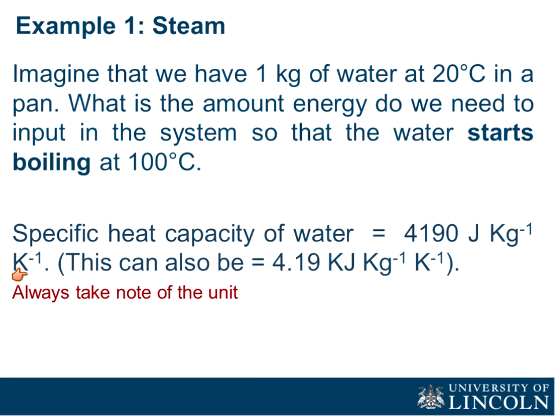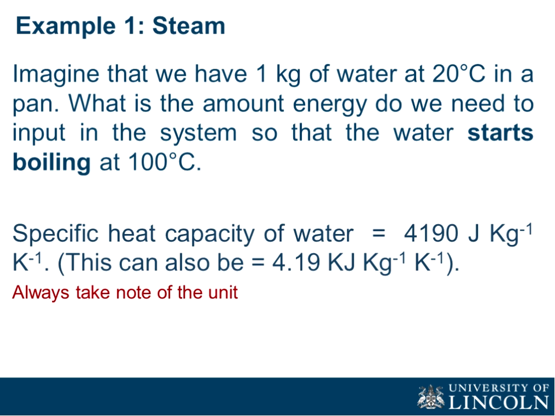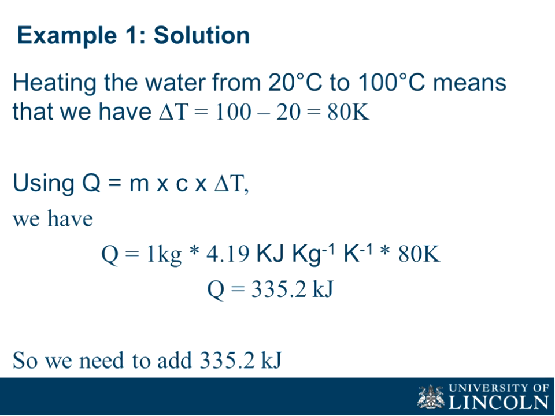Here there's no change of state. It's only water to water, but first at 20, then second at 100. So what we need is the specific capacity formula, which is Q equals mass of water multiplied by specific capacity multiplied by change in temperature. We know that change in temperature is 80 K. We know that mass is 1 kilogram. Specific capacity has been given to us as 4190 joule per kilogram, and that will be 4.19 kilojoule.